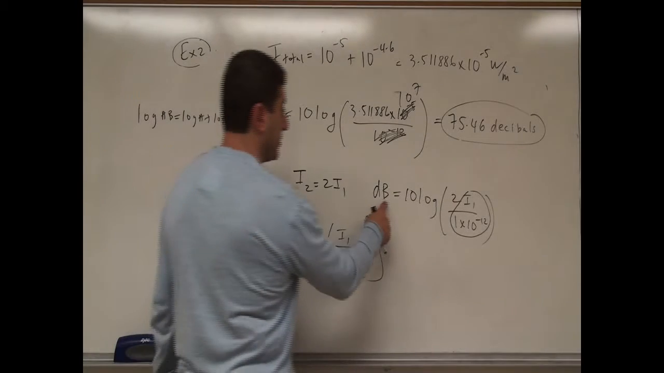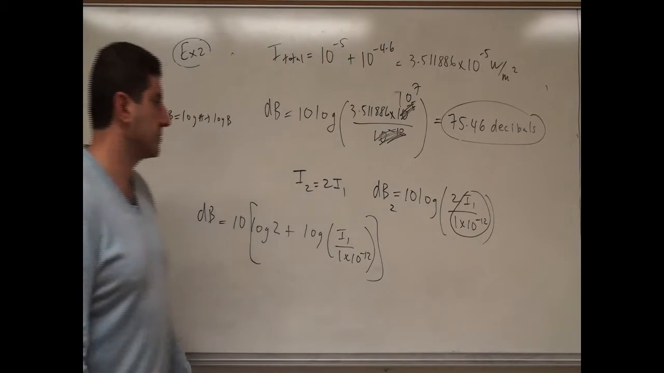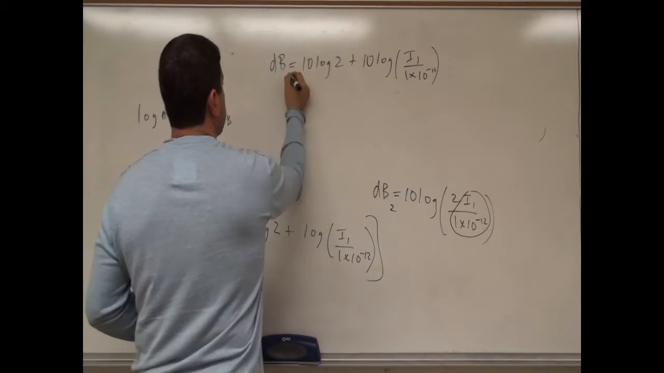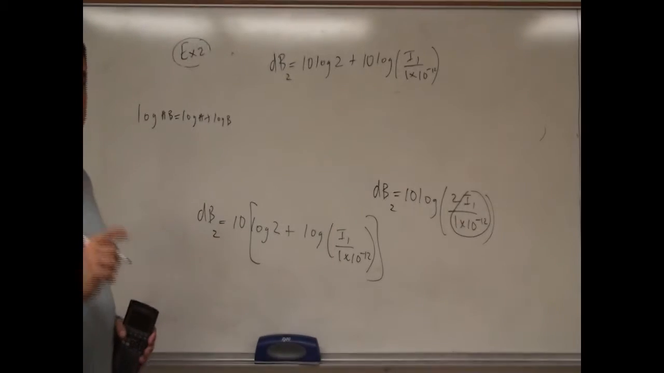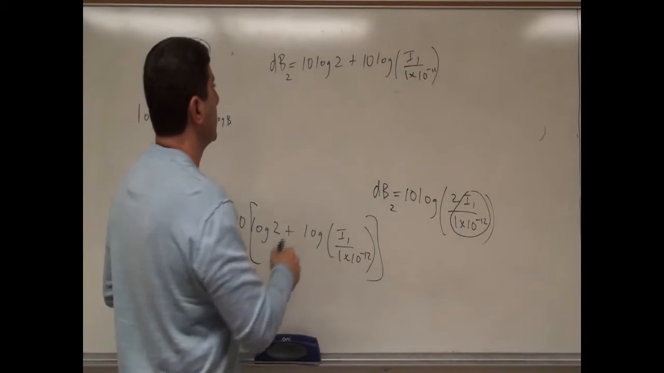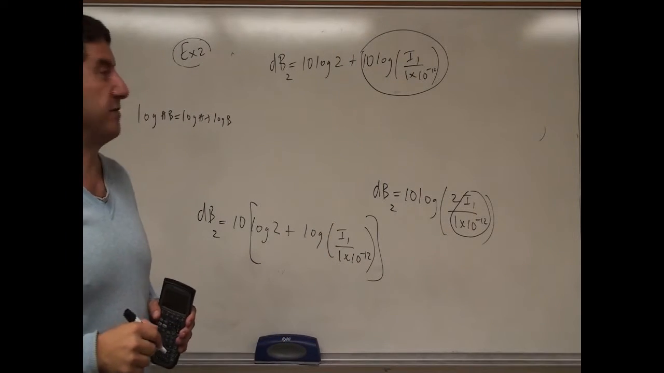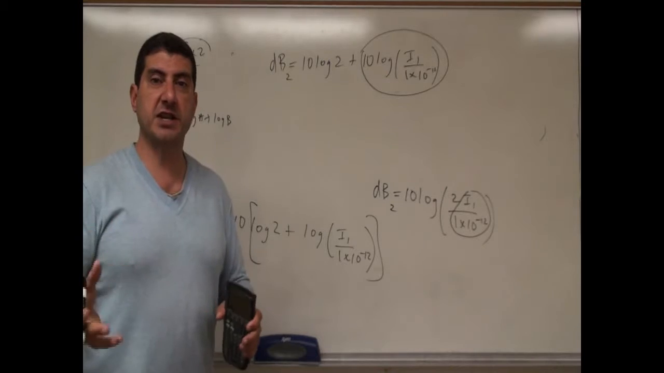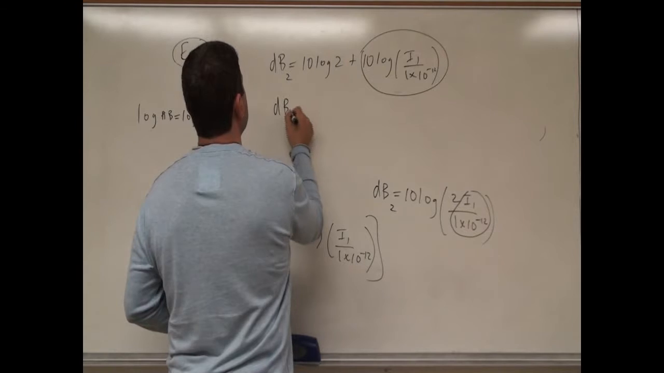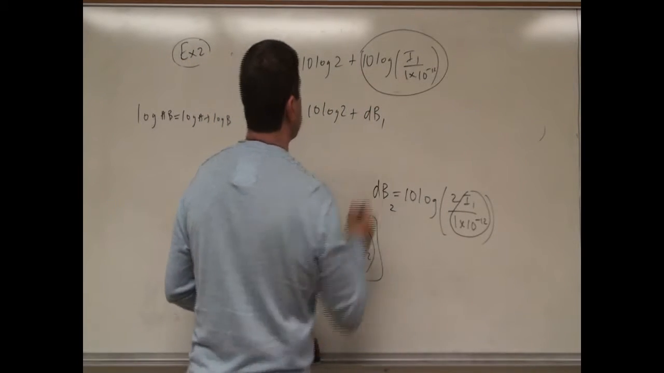Right? So this is the decibel scale intensity of the second wave, the I2, dB2. So then I can distribute the 10 in there. And then this is dB2. It's the log scale decibel intensity of the second wave, the I2. Well, what does this represent? 10 log of I1 over 1 times 10 to the minus 12. Well, that represents the decibel scale intensity of the I1, right? So dB2 is equal to 10 log of 2 plus dB1, right?